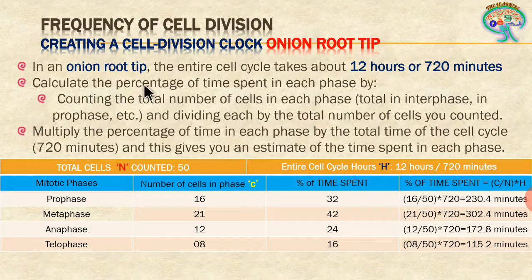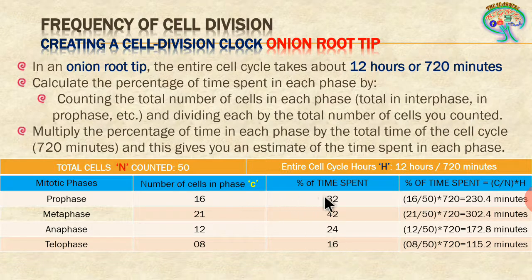Further, we are going to calculate the percentage of time spent in each phase by counting the total number of cells in each phase. We are going to record the mitotic phases, that is prophase, metaphase, anaphase and telophase, and record the number of cells appearing to be in each phase respectively. And further, we are going to divide it by the total number of cells we have counted.